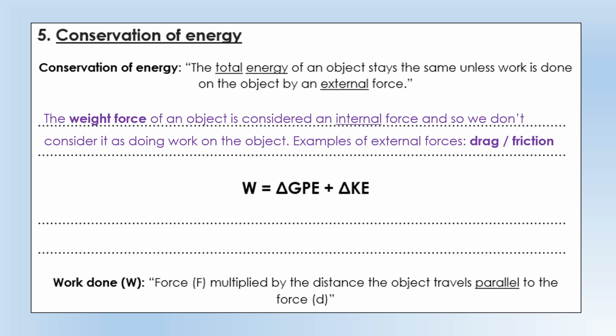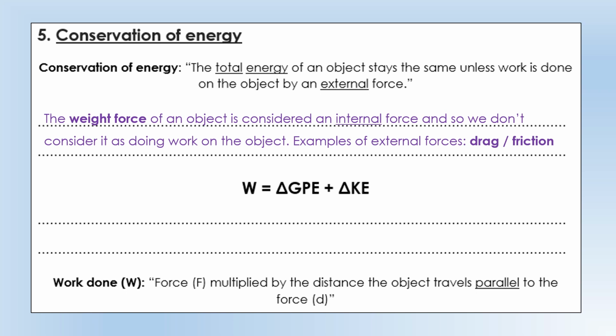So first thing is the weight force of an object is considered an internal force. So we don't consider the weight force of an object as causing its energy to change. Okay, so that's the first thing. But some examples of external forces that do cause an object's energy to change, things like drag and friction act to decrease the energy of an object, and things like thrust forces, etc., that we get with engines would act to increase the energy of objects.